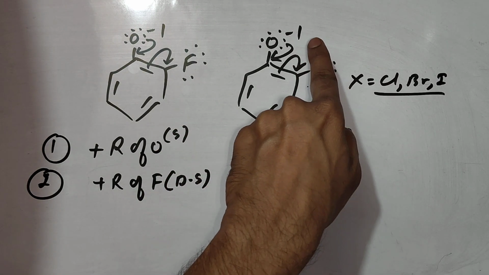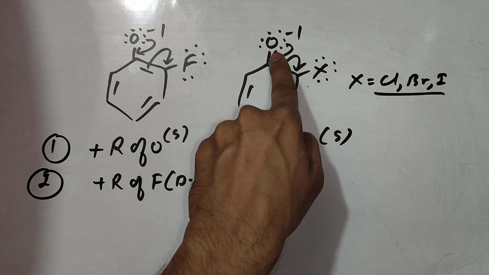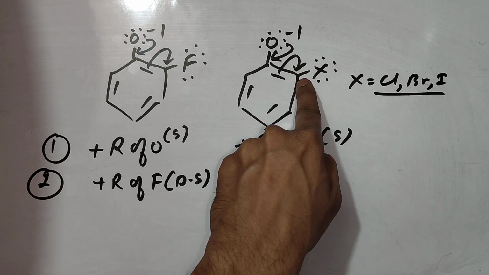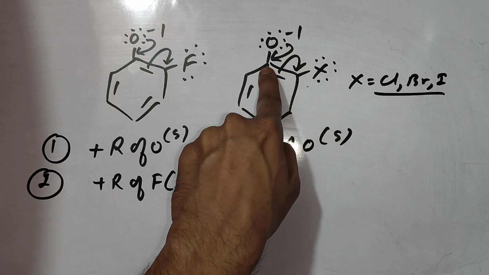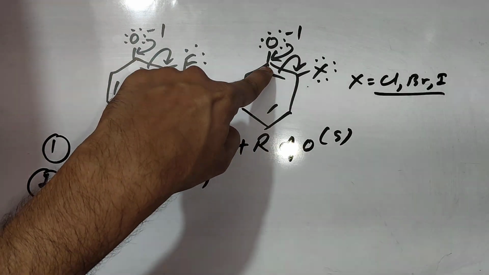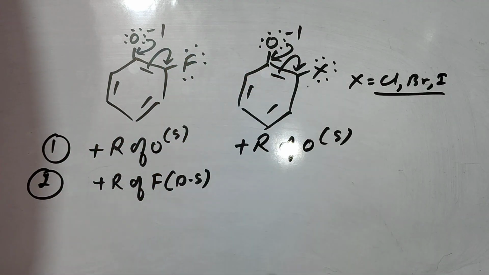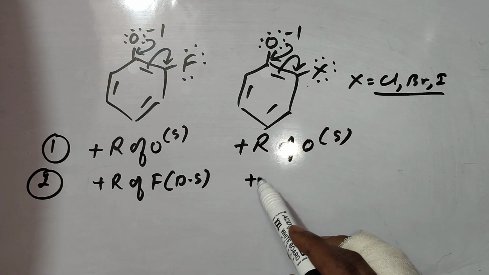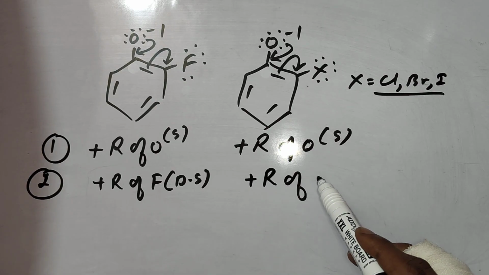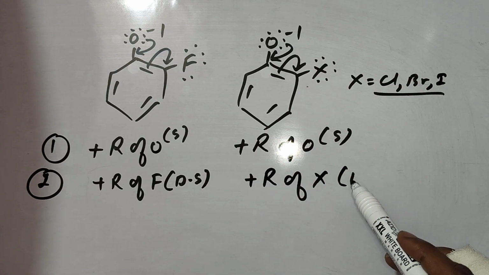The lone pair can be donated in resonance, and it is present in ortho, so electrons will come here. Try resonance by yourself, due to which the negative charge of oxygen can increase. So plus R of X will destabilize the anion.